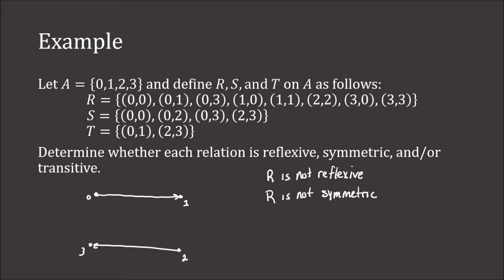Zero goes to 1, 1 doesn't go to anything, 2 goes to 3, 3 doesn't go to anything, so R is transitive by default. You have to remember, transitive says if a point goes to a second point and that second point goes to a third point, then the first point goes to the third point. We have no situation where we have a point going to a second point and that second point going somewhere else. So it's automatically transitive.